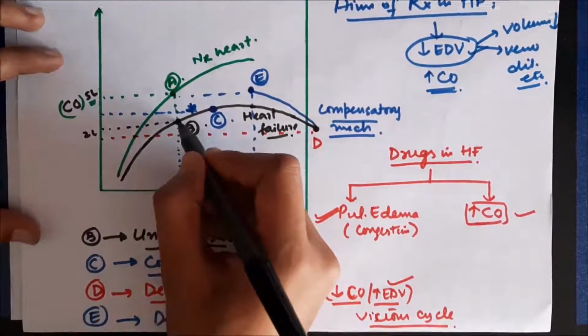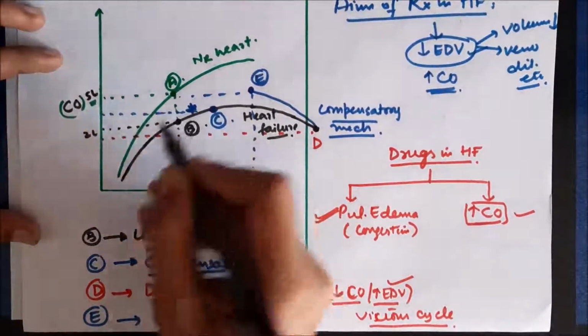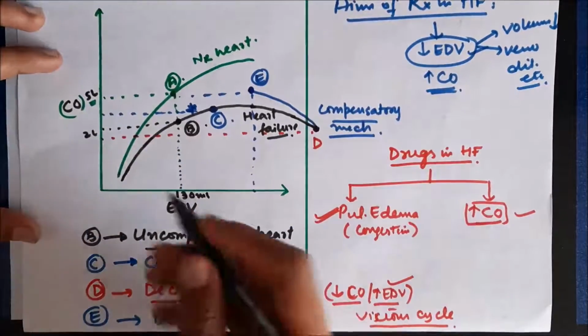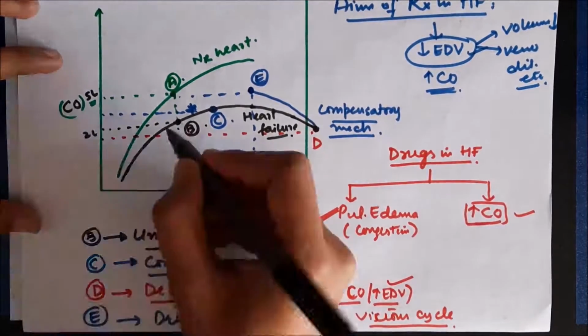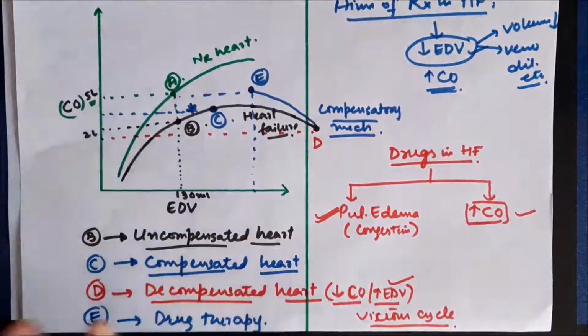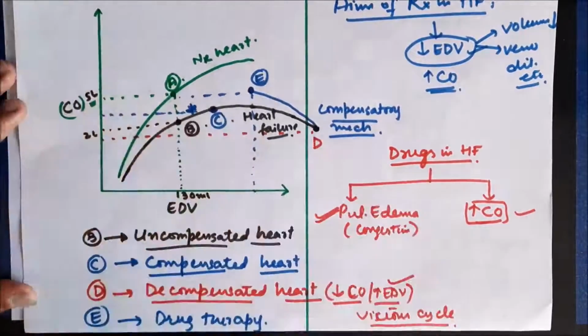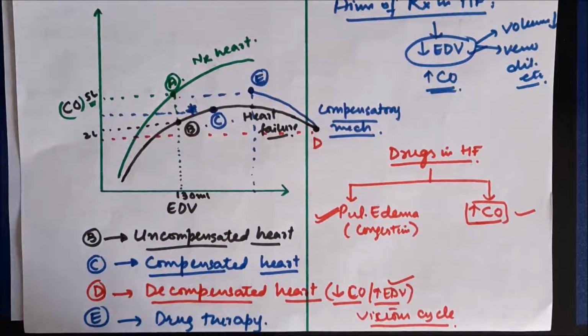In this graph, after acute heart failure, the heart functions at point B. So in this case, we need to give positive inotropic drugs so that the heart can work at point C, or the curve can shift to the right so that there can be increased contractility of the heart.